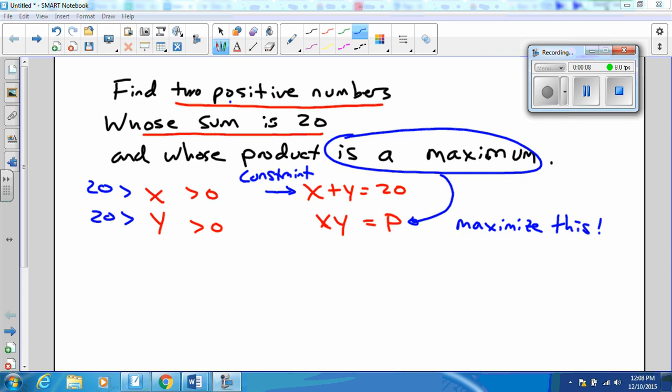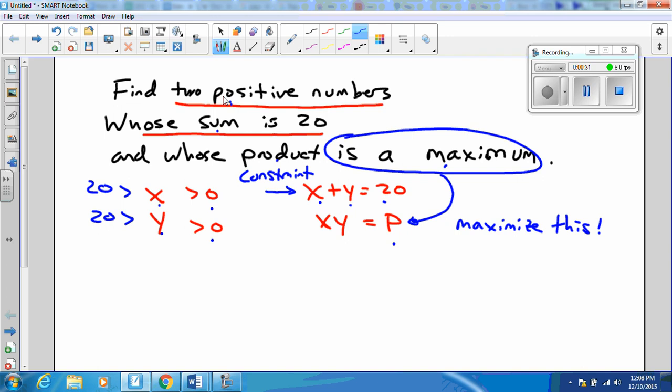What we're doing is solving this problem right here, and we just took a couple of minutes to translate this problem from English into math. So we have two positive numbers. We call them x and y, and we say that they are positive. Their sum is 20, so x plus y is 20. And their product is a maximum, so we call that product p, and we write it as x times y.